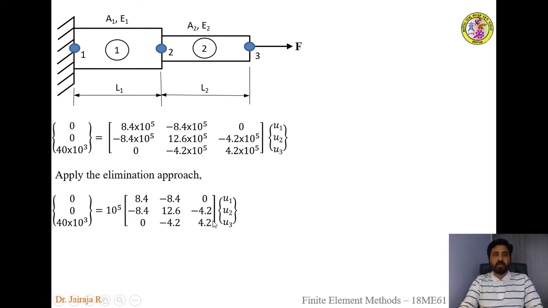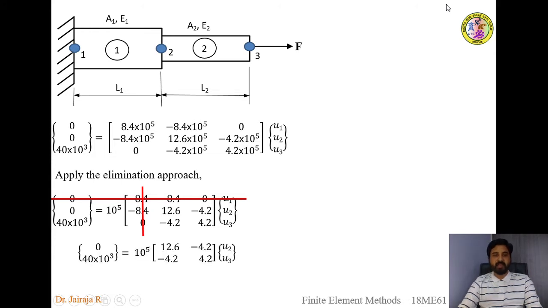So now we need to apply the boundary condition. First we are going to apply the elimination approach. So here in this particular problem, since node 1 is fully fixed, according to elimination approach, the entire row 1 and entire column 1 can be eliminated. So row 1 and column 1 can be eliminated, and the remaining matrix becomes: 0, 40 into 10 raised to 3 equals 10 raised to 5 times 12.6, minus 4.2, minus 4.2, 4.2, times U2, U3.